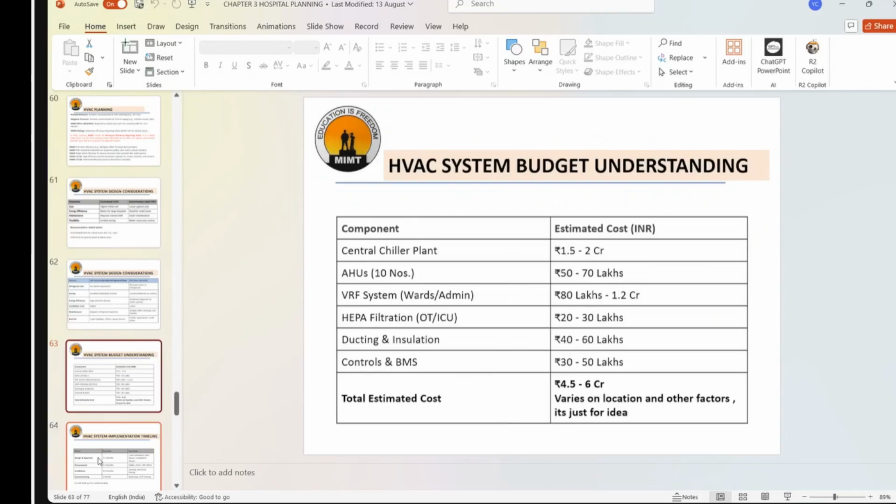Plus, where the hospital is located, for maintenance of all these parts, you need a qualified person, a qualified team to manage all these kinds of things.